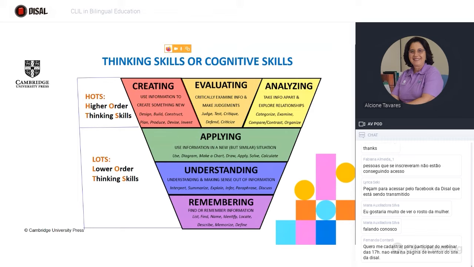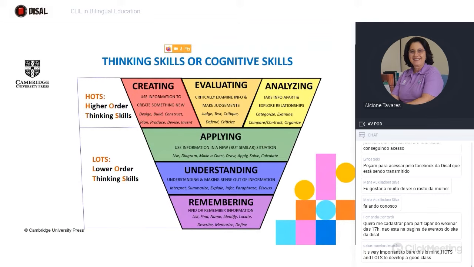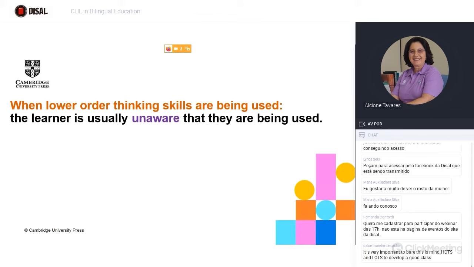But what is important here is to observe that for each of these skills, we have verbs related to them. Let's see, for example, remembering. Remembering means to find or remember information. What are the verbs? What are the actions related to remembering? List, find, name, identify, locate, describe, memorize, define. Another example, from the HOTS: evaluating, critically examining information and making judgments. The verbs related to evaluating are judge, test, critique, defend, criticize. So what is the major difference between them? When lower order thinking skills are being used, the learner is usually unaware of it.